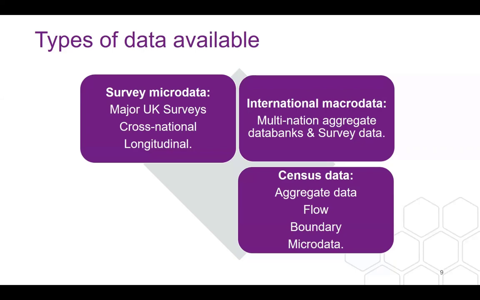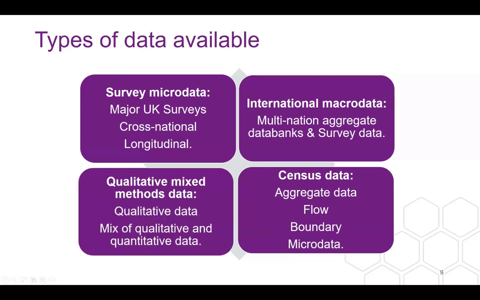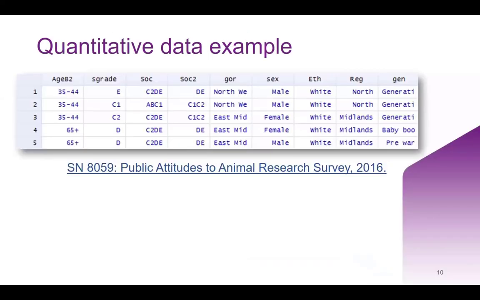Also, through integrated census microdata, we provide access to census data from 1851 to 1911. We also have the qualitative data and mixed methods data. So qualitative data is the non-numeric information, and mixed methods approach combine both quantitative and qualitative data. Now let's take a look at an example of quantitative data.